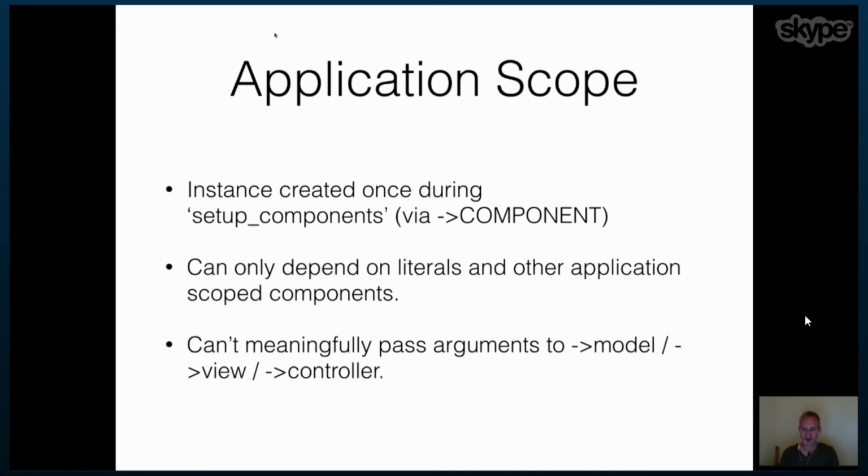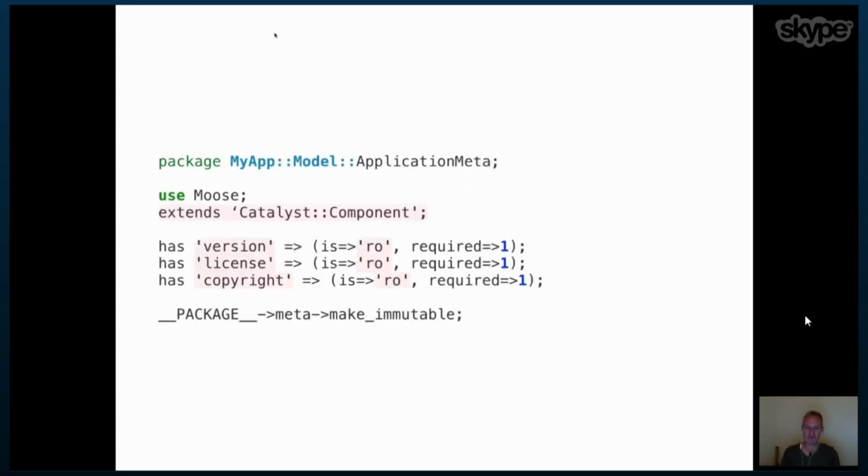When you call for these components that are application scope, you can't pass arguments because it's already created. Here's an example. Generally, when you're creating a Catalyst component, I always say it's better to create an object and to use something like a Catalyst adapter, which we'll talk about later, but here's just a simple example. So you have a model, and it's using Moose, and it's extending Catalyst component. You probably would actually extend Catalyst model, but it's not going to make a big difference in this case.